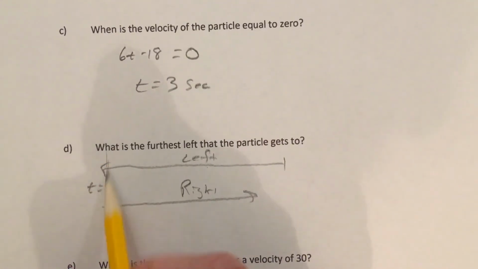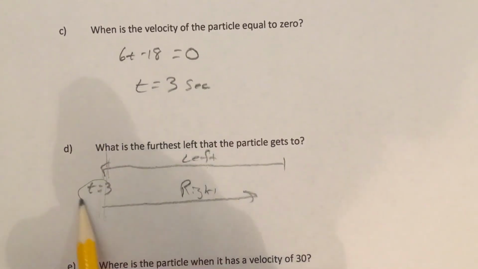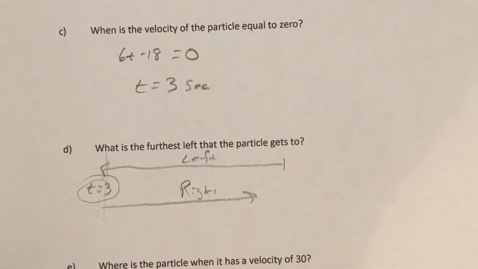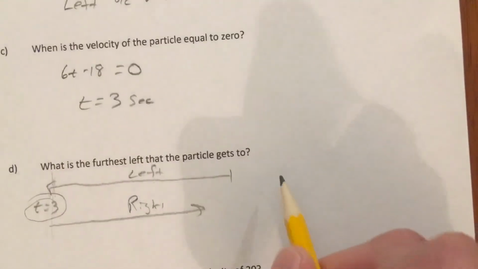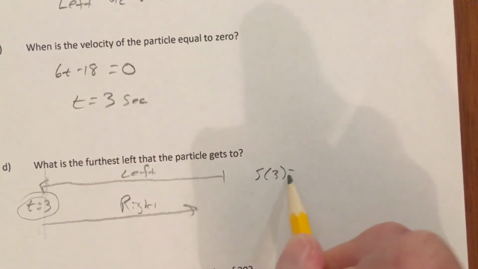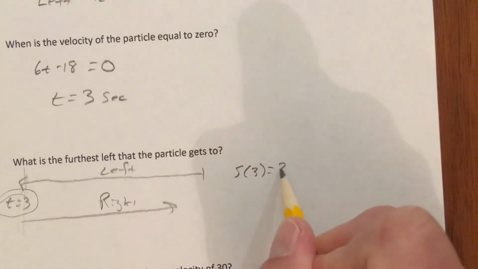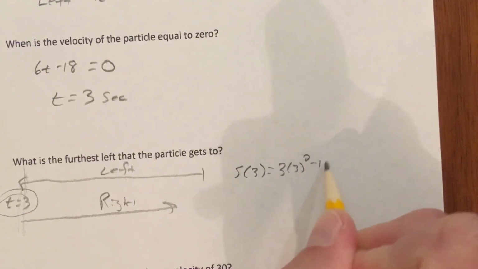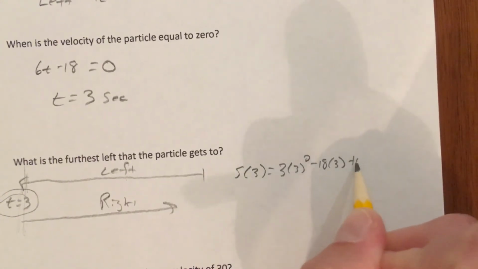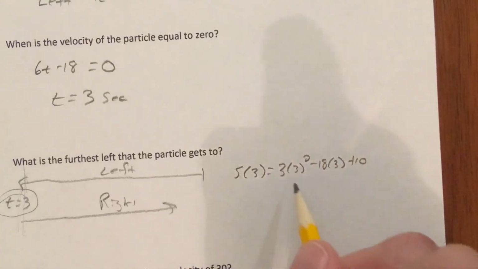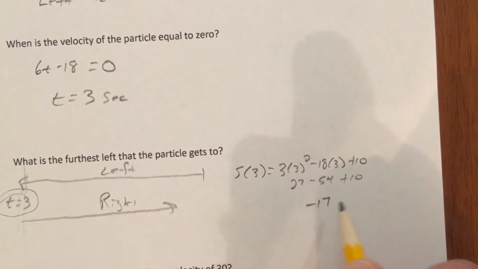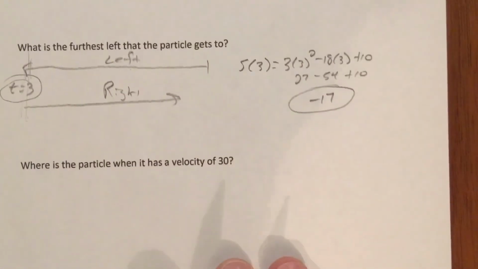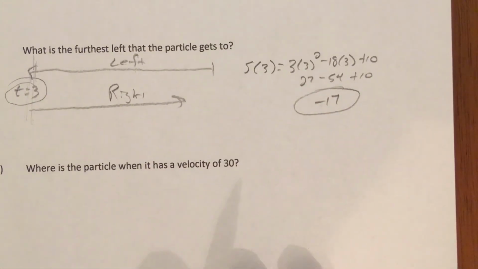So what was the furthest left we got? Well, it was whatever we were at 3 seconds. Because at 3 seconds is when we turned around and started heading back to the right. So to answer that, we're going to put 3 seconds into our position function. It's 3 times 3 squared minus 18 times 3 plus 10. This is going to be 27 minus 54 plus 10. I believe that gives us a negative 17. That's the furthest left we get.